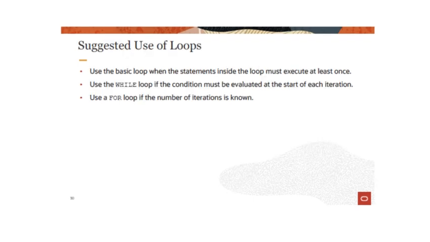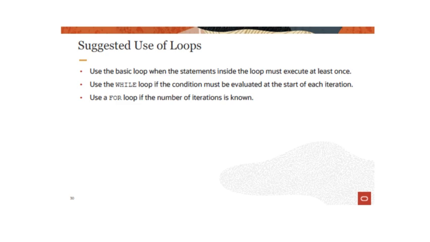A basic loop allows the execution of its statement at least once, even if the condition is already met upon entering the loop. Without the exit statement, the loop would be infinite. You can use the while loop to repeat a sequence of statements until the controlling condition is no longer true. The condition is evaluated at the start of each iteration. The loop terminates when the condition is false. If the condition is false at the start of the loop, no further iterations are performed.